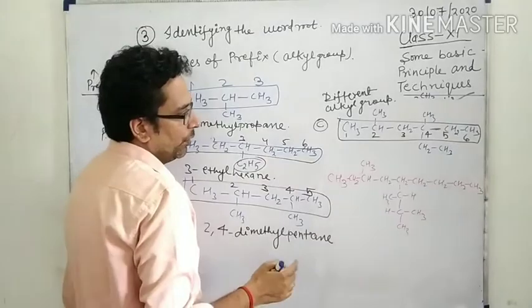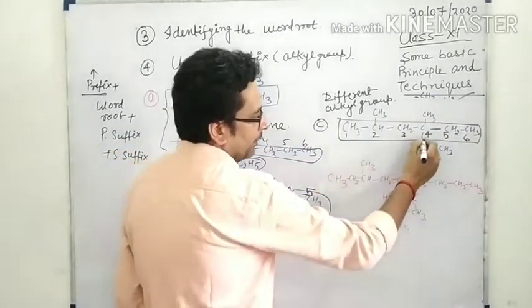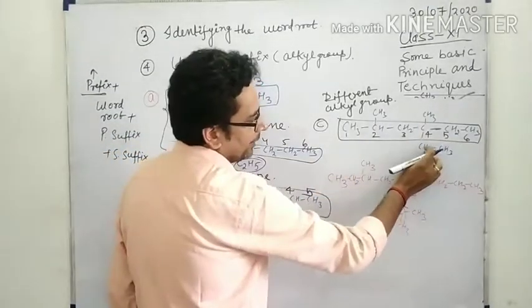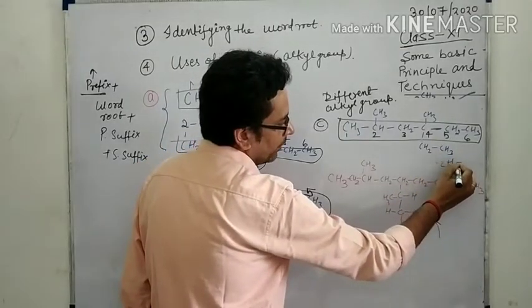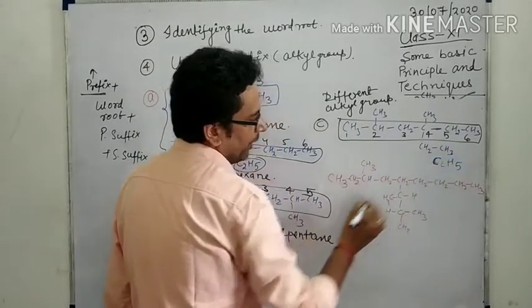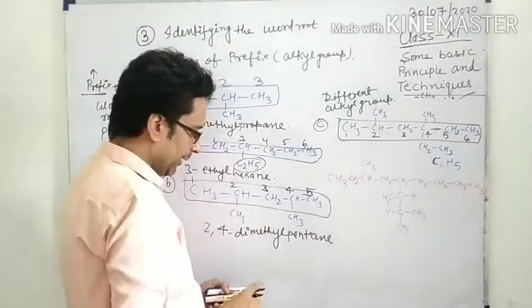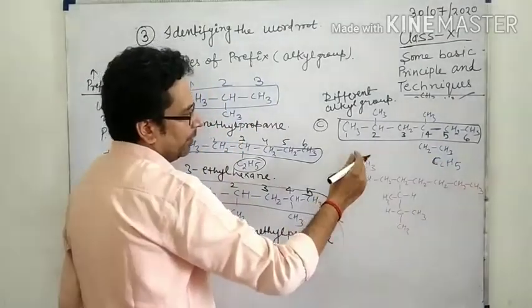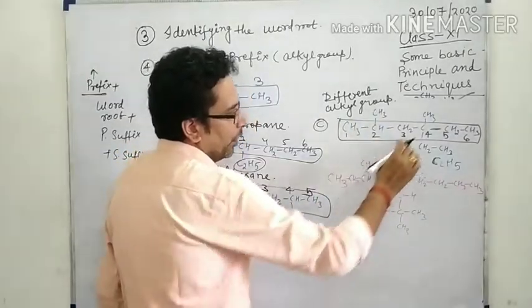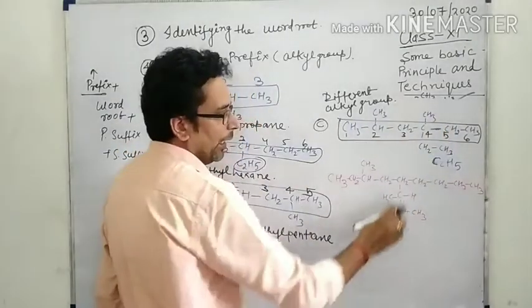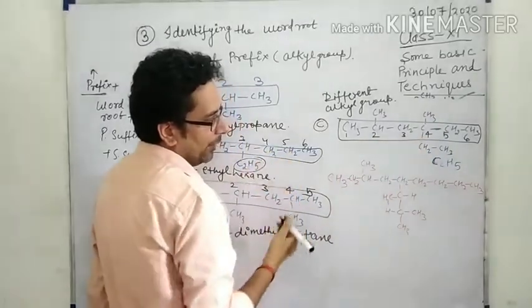Okay, now look here. This is CH2. If you combine, then it is C2H5. Okay, so what is the name of this compound? The name of the compound is, look here, 2-methyl, 4-methyl and 4-ethyl. What is the name?